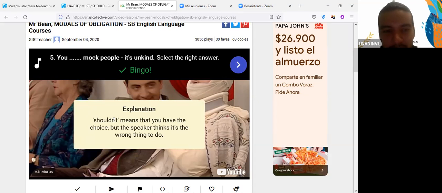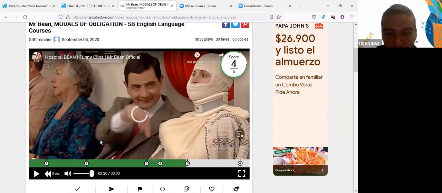And the explanation is this one. Shouldn't means that you have the choice, but the speaker thinks it's the wrong thing to do. La explicación es que shouldn't significa que tú tienes la posibilidad, tienes la elección, pero el hablante piensa que es la cosa equivocada por hacer, lo erróneo. In this case, you had the option, like in the previous example, that you had the possibility to let the elderly people sit, but you didn't do it, okay? But you had the option. Good. Let's continue, guys. The last one.